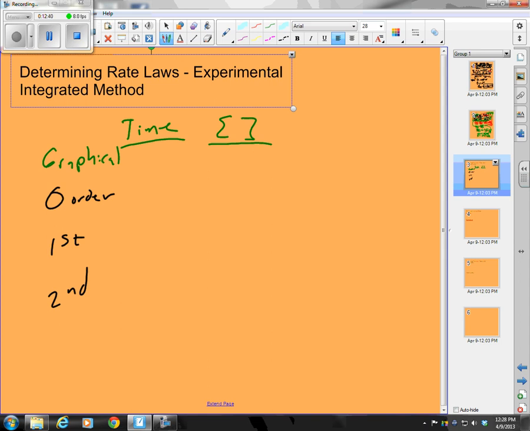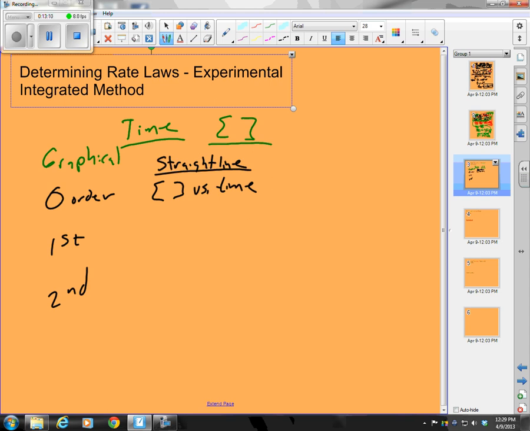Let me back up. If I graph these, I should be able to get a straight line. My right answer will give me a straight line. If the 0 order gives me a straight line, then that is it. If it's first order that produces a straight line, then it's first order, and so forth. So what is my straight line? If I have concentration versus time, and that gives me a straight line, then it is 0 order.